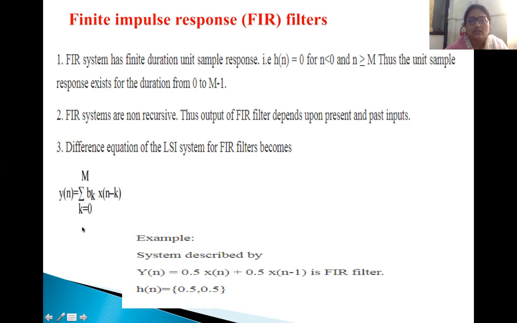So this equation is being utilized in order to design the FIR filter. This is a convolutional filtering equation which is being used for design of FIR filter, where x of n minus k is representing the present sample as well as past samples of the input, and b suffix k is representing the coefficients of the FIR filter.